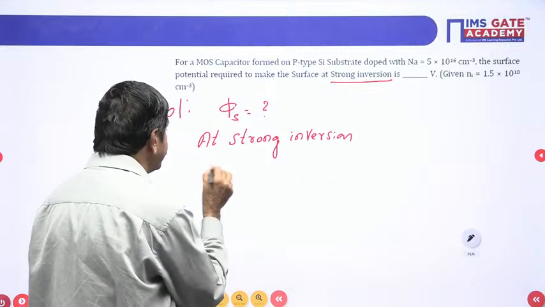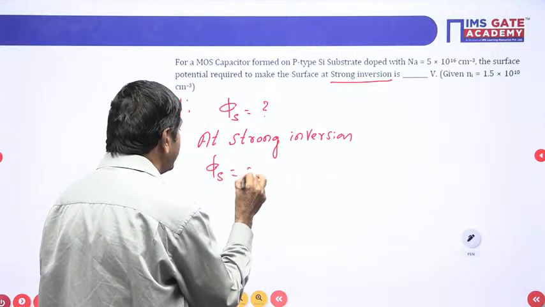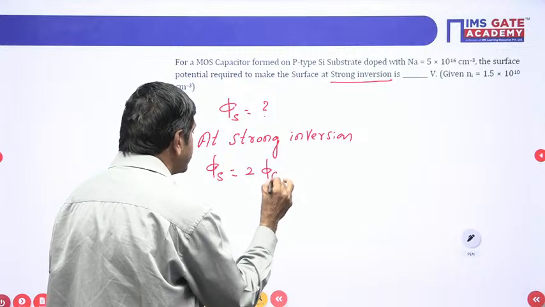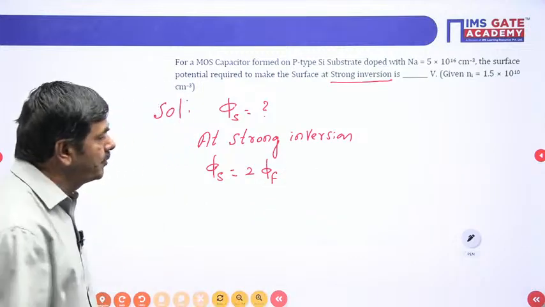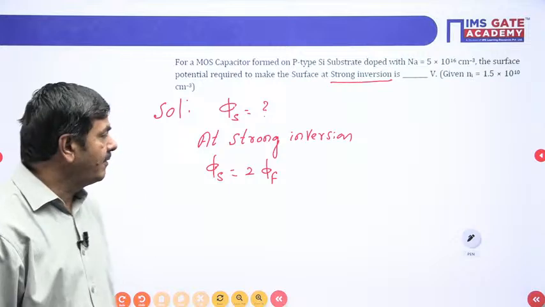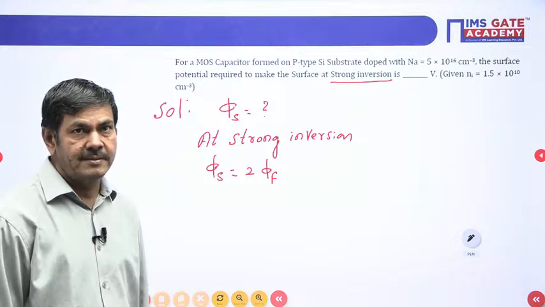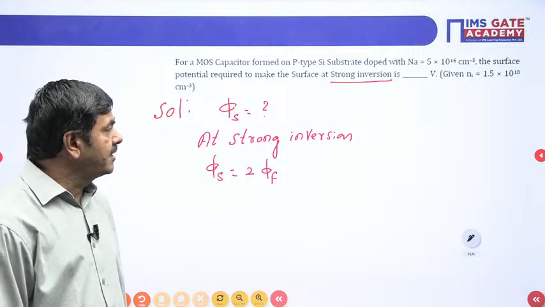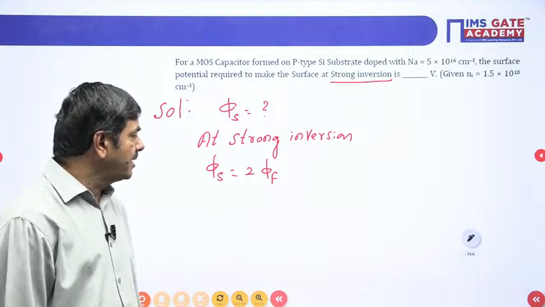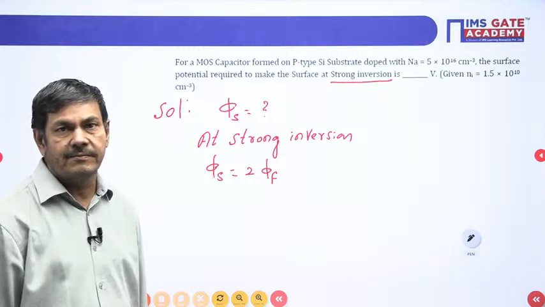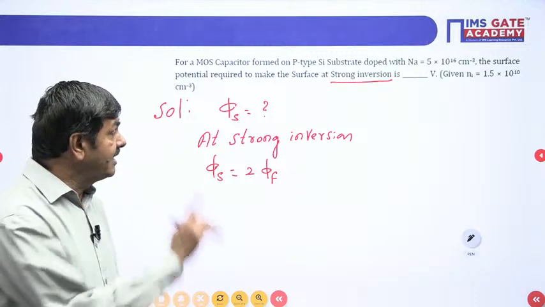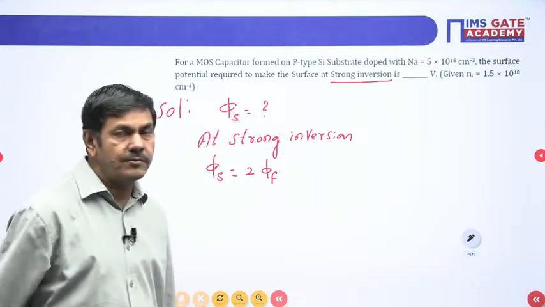phi s equal to 2 times phi f, where phi f is the Fermi level potential. 2 phi f is the phi s only for strong inversion. If strong inversion is not given, if weak inversion is given, you must take phi s equal to phi f only. In strong inversion you will put phi s equal to 2 phi f only.